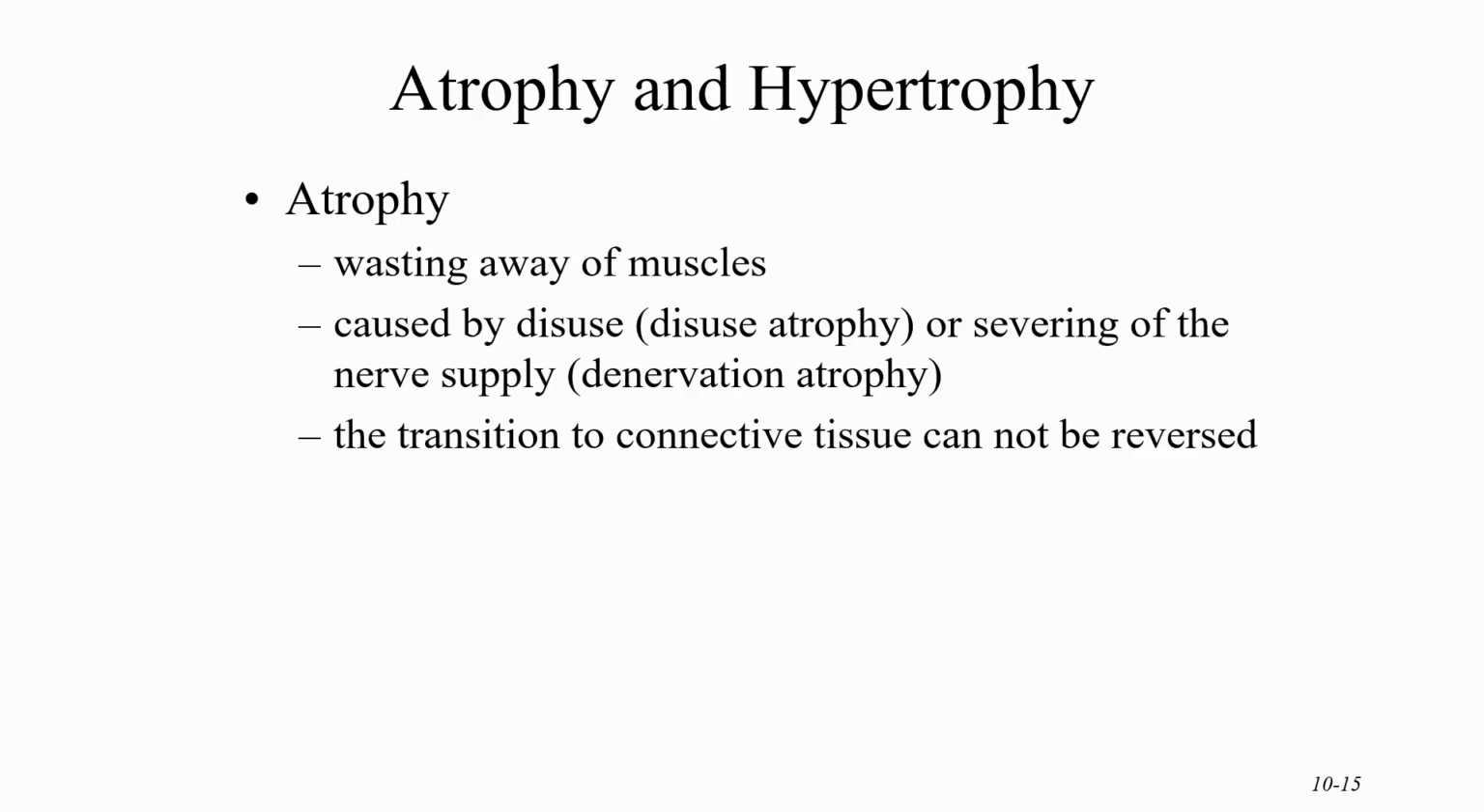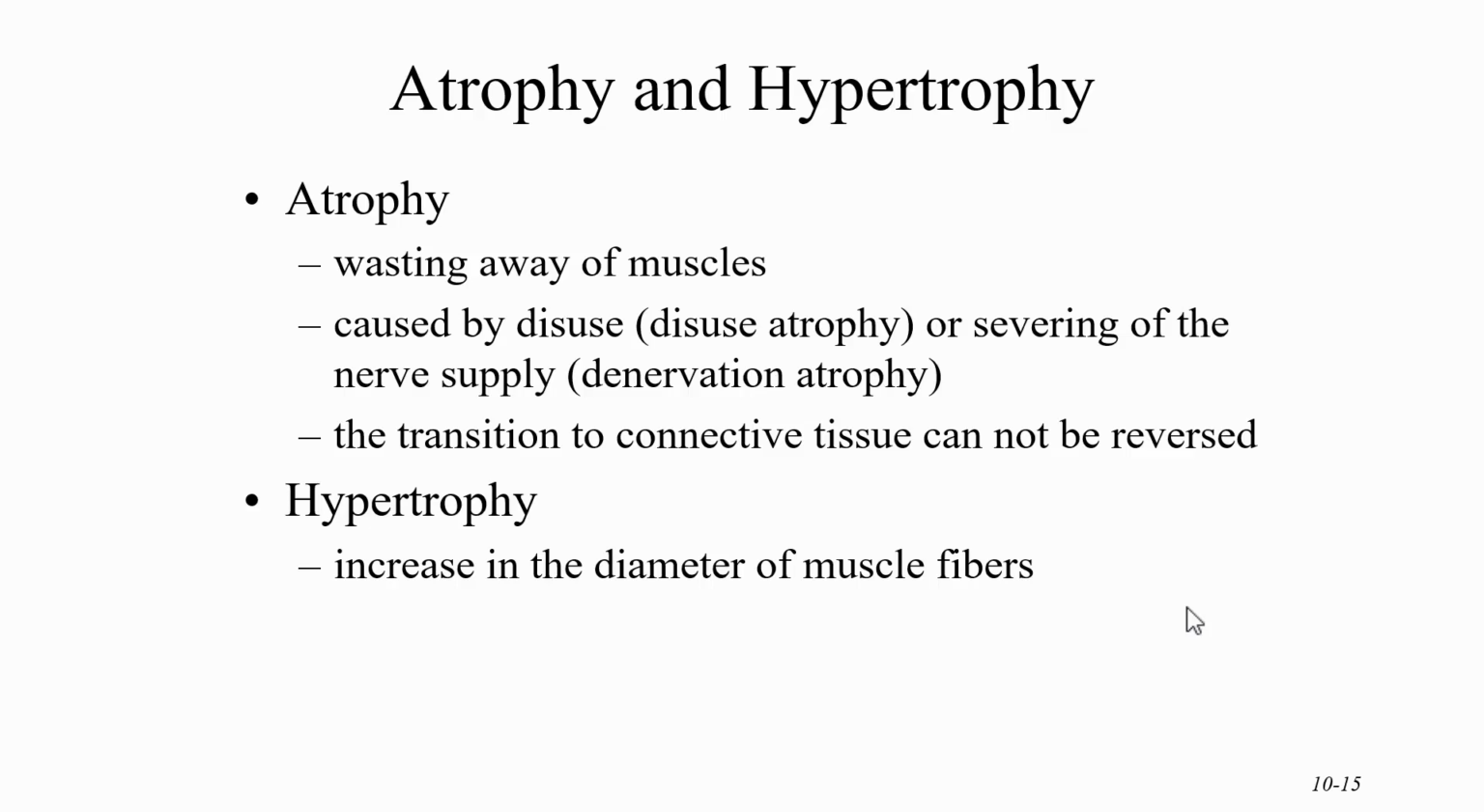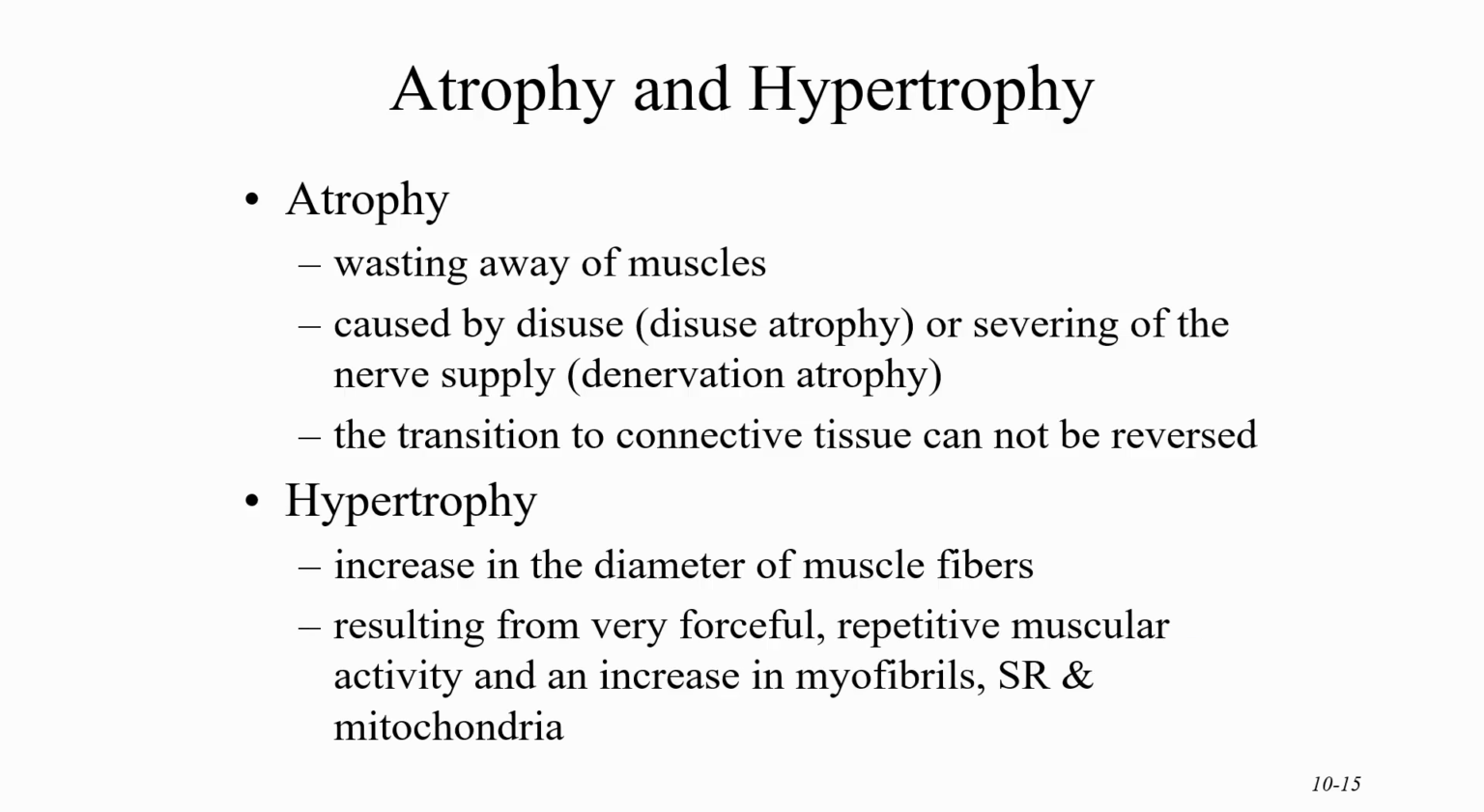Now, there we go, hypertrophy. This is where we have an increase in the diameter of muscle fibers. And that's going to result from very forceful, repetitive muscular activity and an increase in myofibrils, sarcoplasmic reticulum, and mitochondria. That's what I talked about before, where you're not getting more muscle cells. You're just building up the individual cells with more of these myofibrils, sarcoplasmic reticulum, and mitochondria, and causing the cell to enlarge, or hypertrophy.